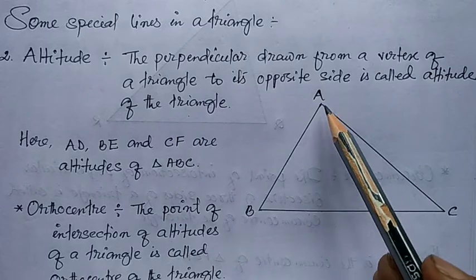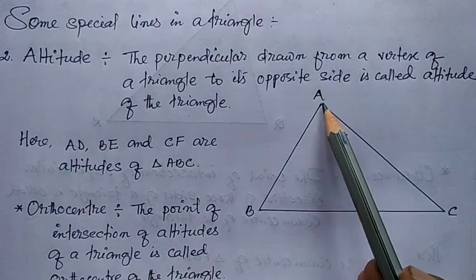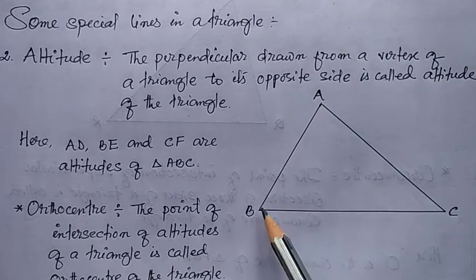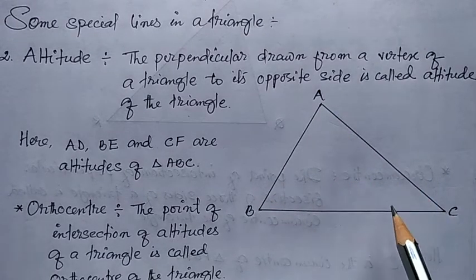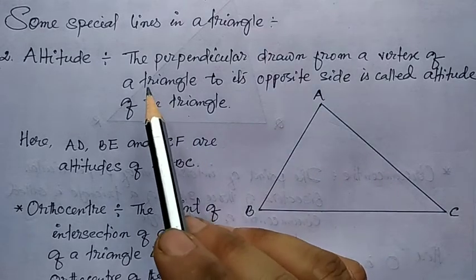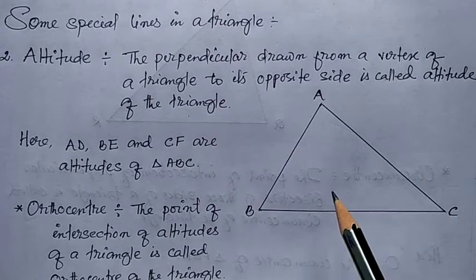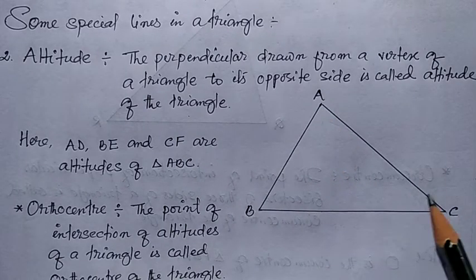Now here is a triangle ABC, and you know this triangle has three vertices. A is one vertex, B is also one vertex, and C is also a vertex. So altogether we have three vertices. Now by definition, it is a perpendicular. Perpendicular means the line segment which makes 90 degrees to the base.